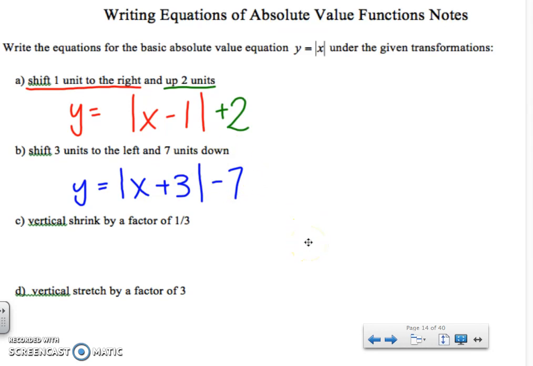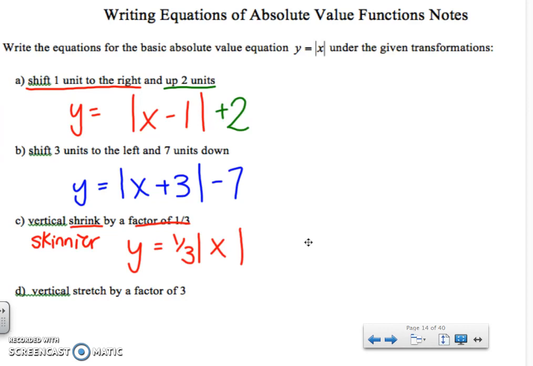On part C, a vertical shrink is going to mean it's skinny. So it's going to be skinnier. So that's going to change your slope on the outside. So with your equation, you're going to have your absolute value of x, but the factor of 1/3 will go on the outside, okay? So your equation would just be y equals 1/3 x.